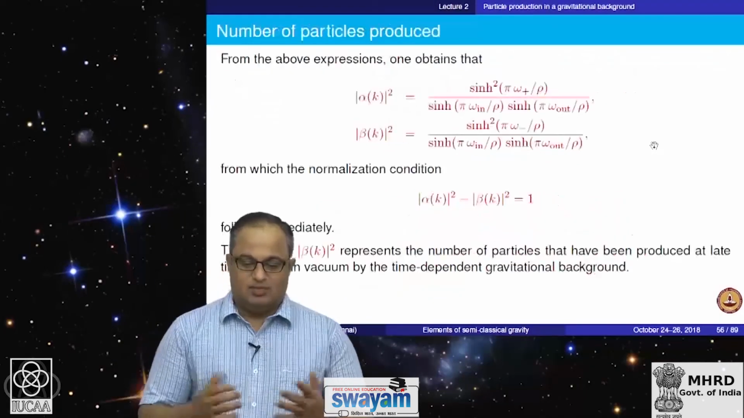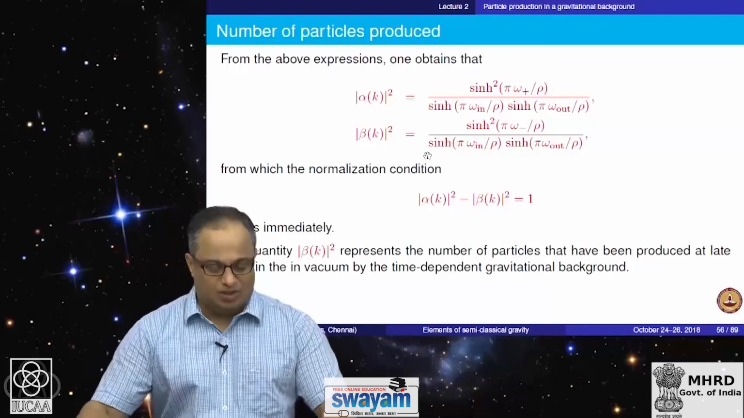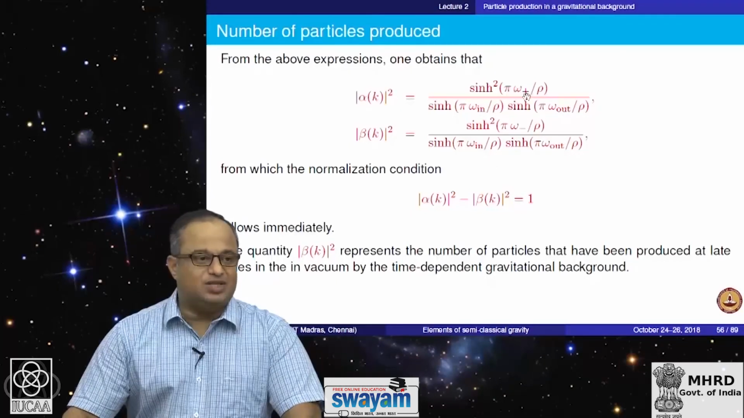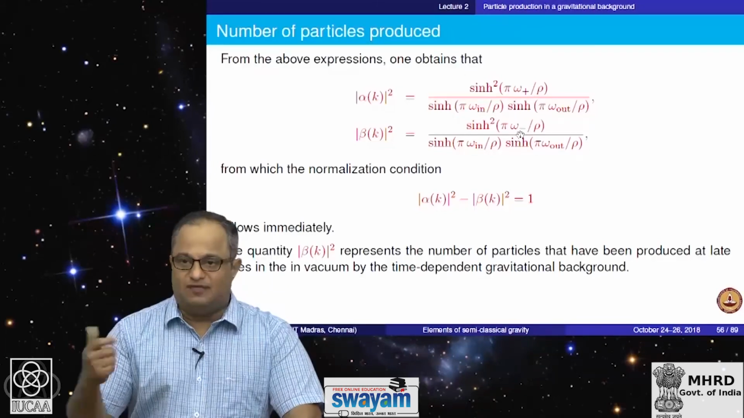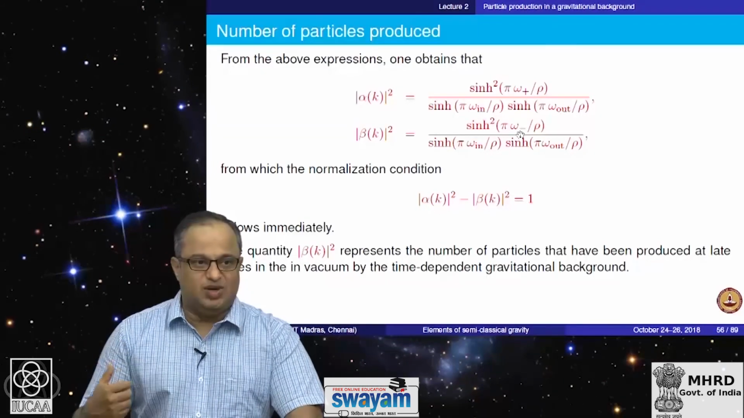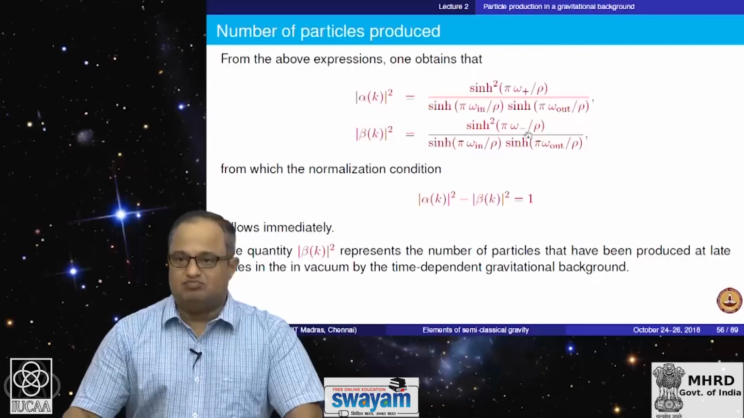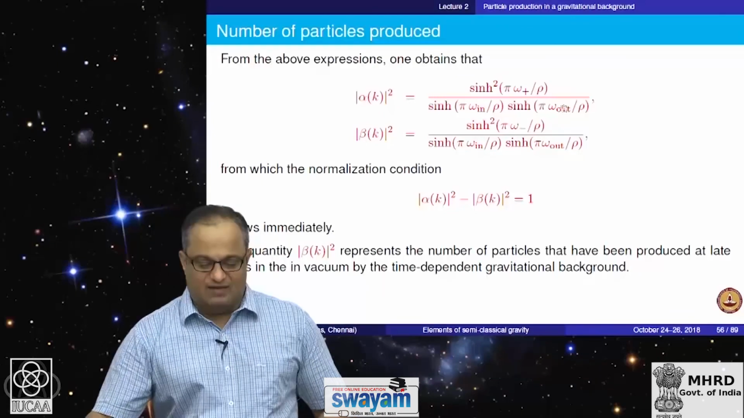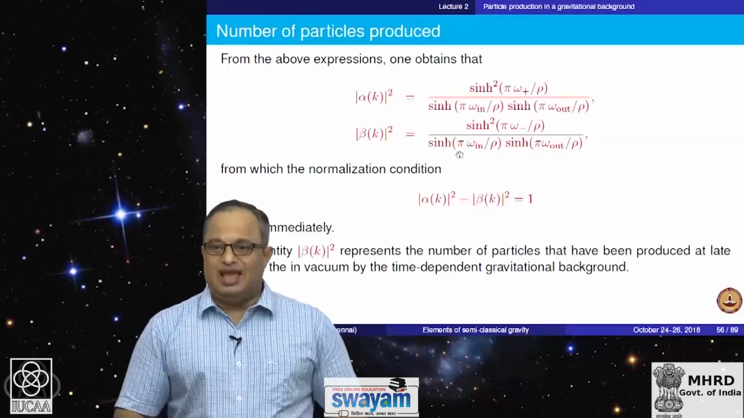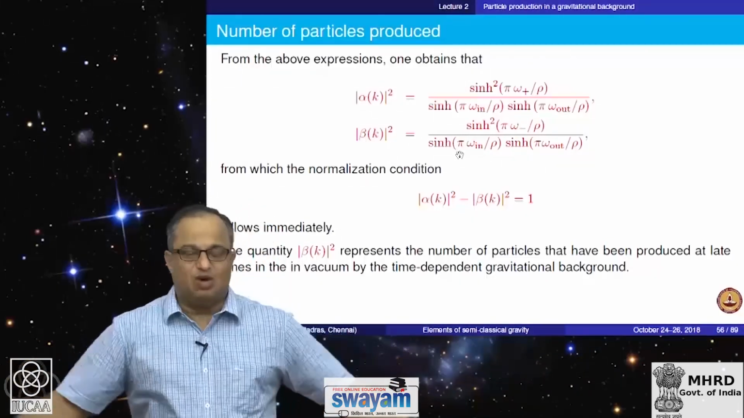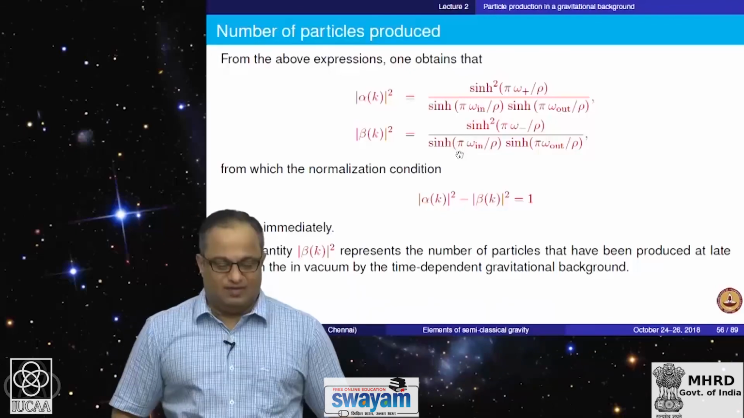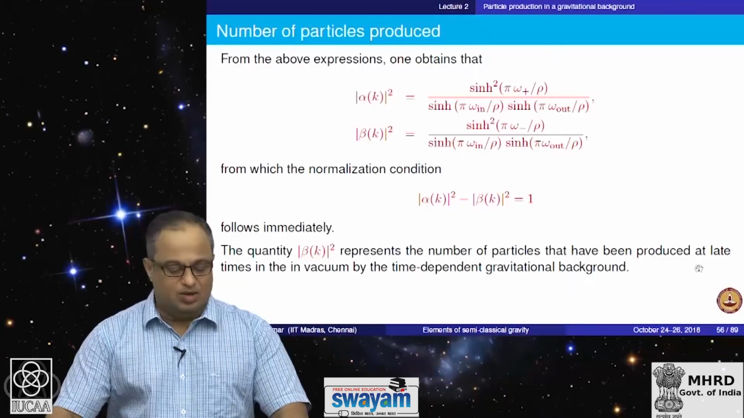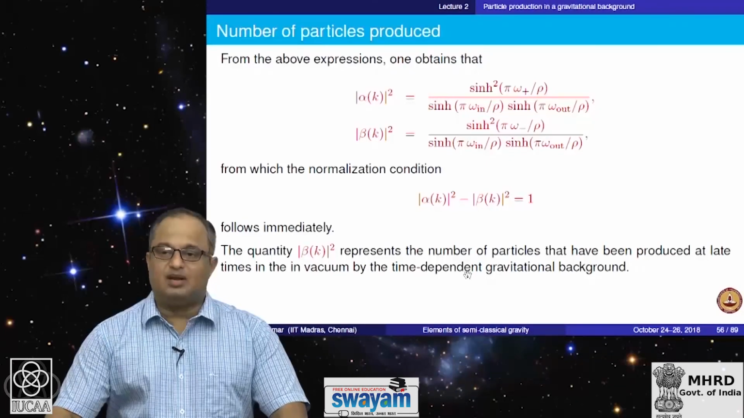And of course, this is the number of particles produced, mod beta squared, and again it is trivial to establish that they satisfy this condition. Another thing to notice is that omega plus and omega minus are the sum and the difference of omega in and omega out. Notice omega minus is omega out minus omega in by 2. When omega out equals omega in, this vanishes, and beta is 0. It just corresponds to A equal to B, which means you just have purely Minkowski background, and therefore there is no non-trivial evolution. And this quantity mod beta squared represents the number of particles that are being produced at late times in the in vacuum by the time dependent gravitational field.